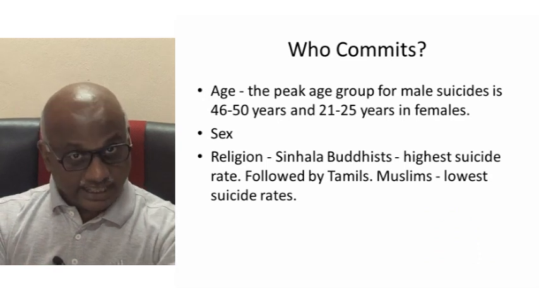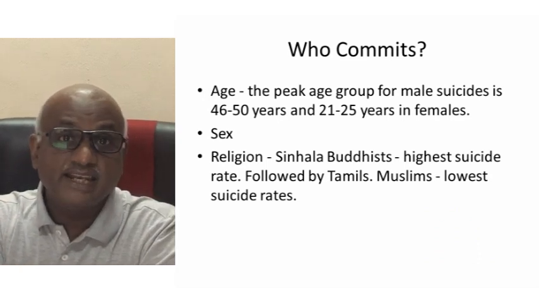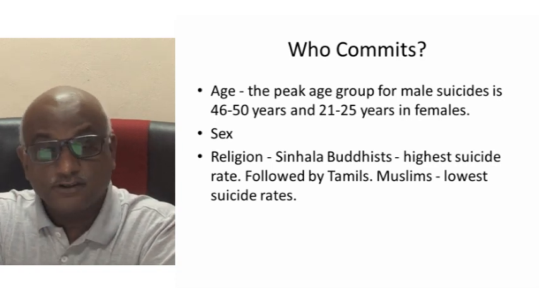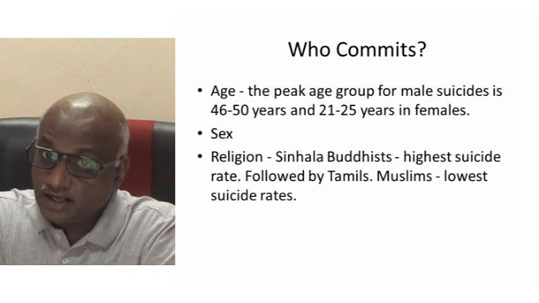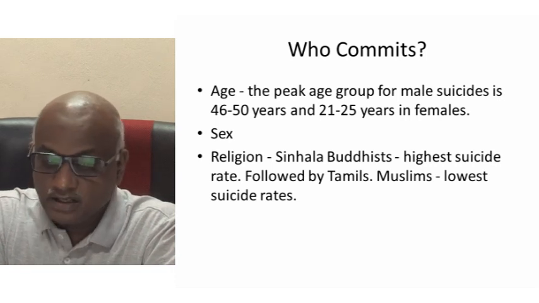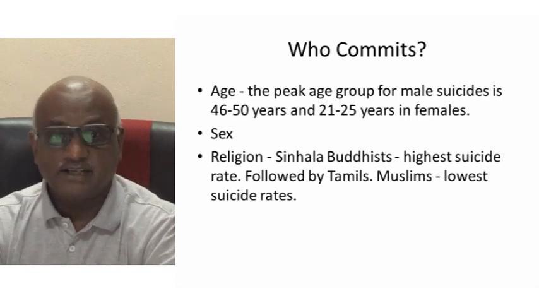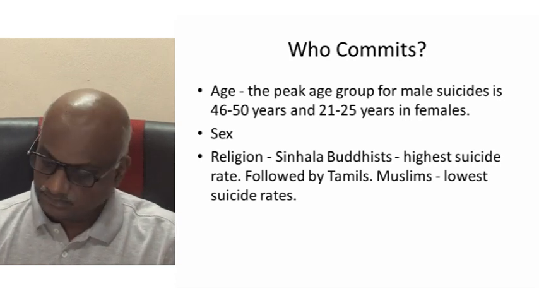Then again, we looked at the age groups earlier. The peak age group for male suicide is 40 to 45 to 50, and for the women it's 21 to 25. In Sri Lanka, Sinhala Buddhists are supposed to commit suicide more. They have the highest suicide rates, followed by the Tamils. Muslims have the lowest suicide rate in Sri Lanka. So as you can see, religion also plays a part in suicides.